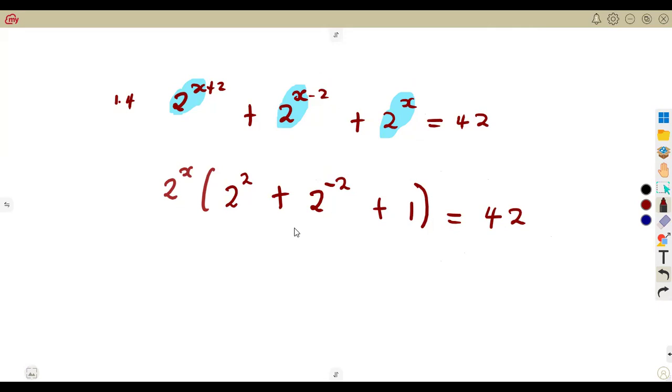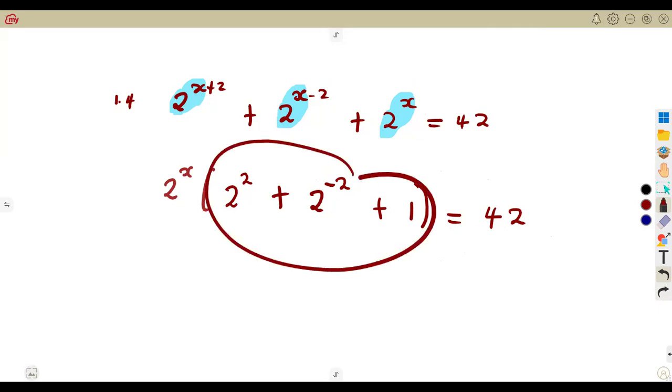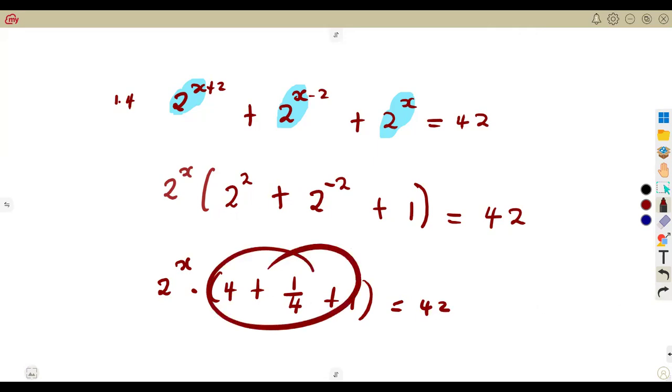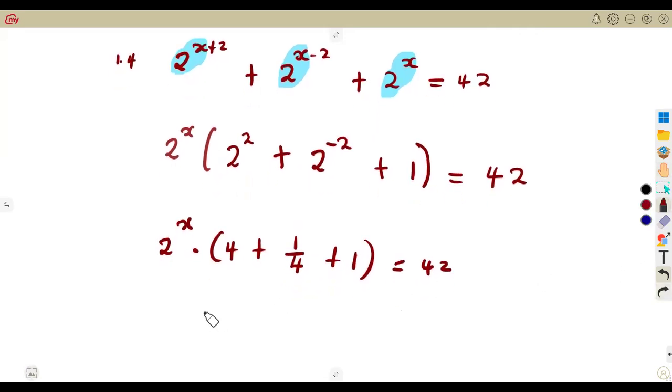Just like that. So we can simplify this, or you can just divide by the whole bracket. Let us simplify: 2 to the exponent of x times, in our bracket, 2 to the exponent of 2, that is 4, plus 2 to the exponent of minus 2, which is 1 over 4, plus a 1. Then you add, that gives us 5 and 1 over 4, which is fine, or you can have it as 21 over 4, which is one and the same. So that's 2 to the exponent of x times 21 over 4, which is equal to 42.